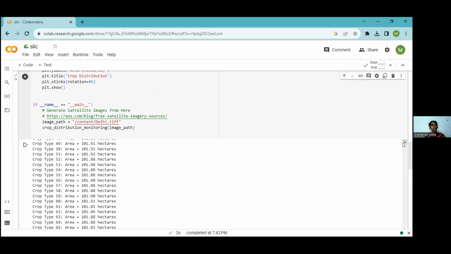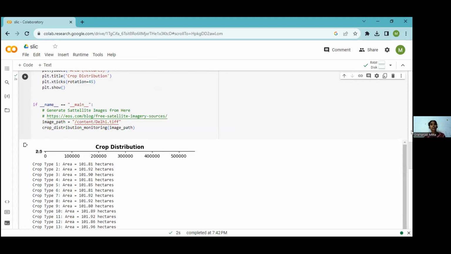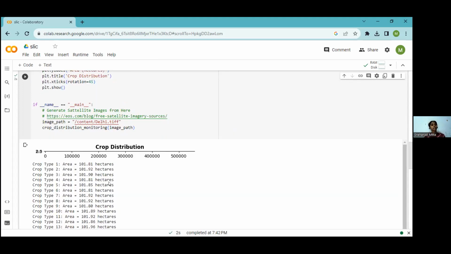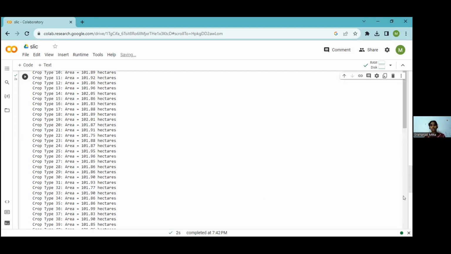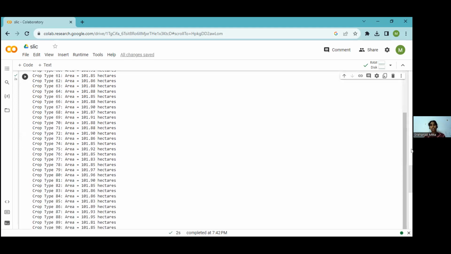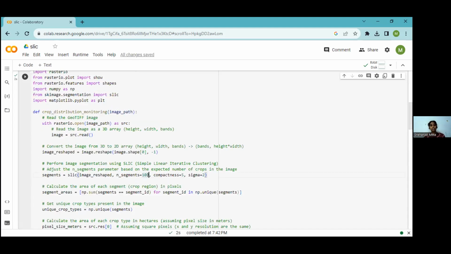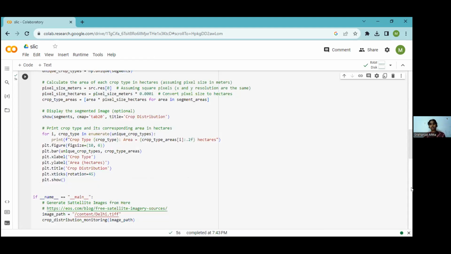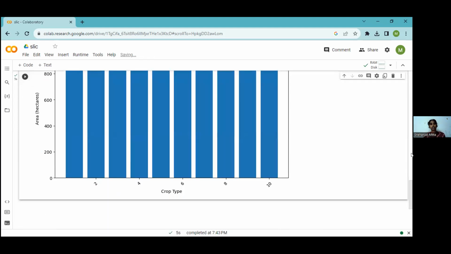We can see the output is like this. Here is the crop distribution. I have given n segments equals 100. Therefore, I get 100 crop types, with area in hectares. If we change it to n segments equals 10, then we can see there are only 10 crop types and their areas. This is the difference when using n segments. And I have plotted the graph, with crop type and area in hectares on the axes.